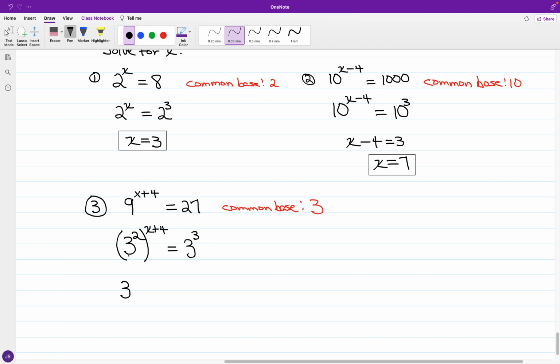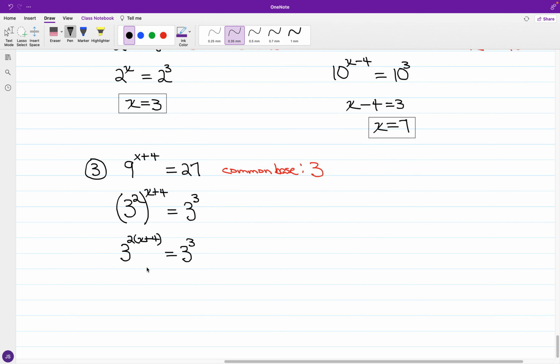And for a base to a power to another power, we're going to take what's referred to as the power property of exponents, where we're going to multiply the inside and the outside powers. And so in this case, we have 3 raised to the 2 times x plus 4 degree. Again, 27 is just going to be 3 to the third. So for 9 to the x plus 4, that's going to come out to 3 to the 2x plus 8.